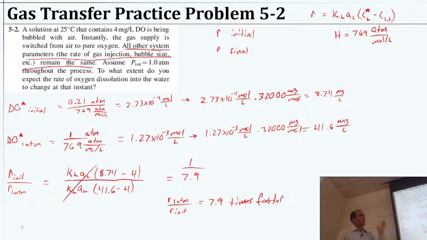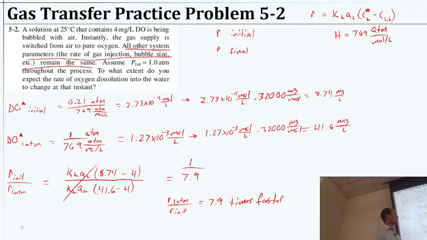We can convert that to milligrams per liter if we want to, or we could just as well keep it all as moles per liter. We do the same thing for dissolved oxygen at 1 atmosphere to get the concentration of the liquid phase, the Cl star, for the 1 atmosphere case, so fully 100% oxygen gas being bubbled, and then we get 41.6 milligrams per liter under these conditions. So then what we do is take that ratio.